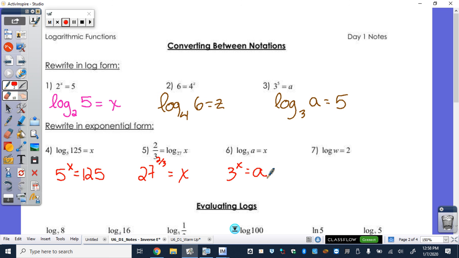And then our last one there, 7, what's our base? This is what's known as our common log. They don't have a base written because our number system that we use is a base 10. So it's assuming base 10 number system. So if there is no number written, that means your base is a 10. So that would be 10 squared equals w.